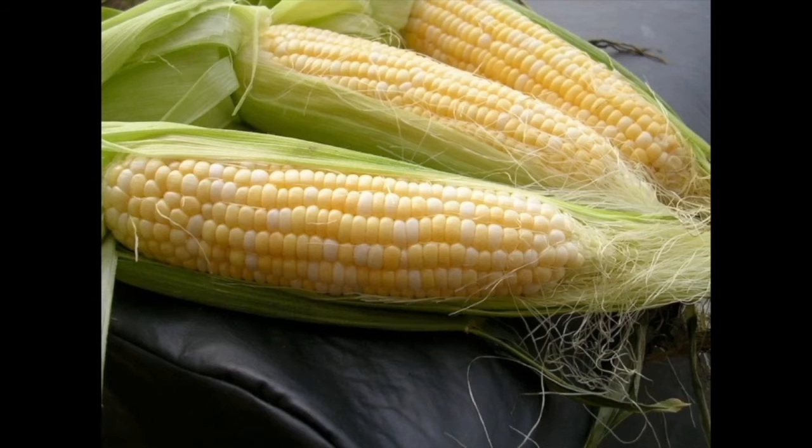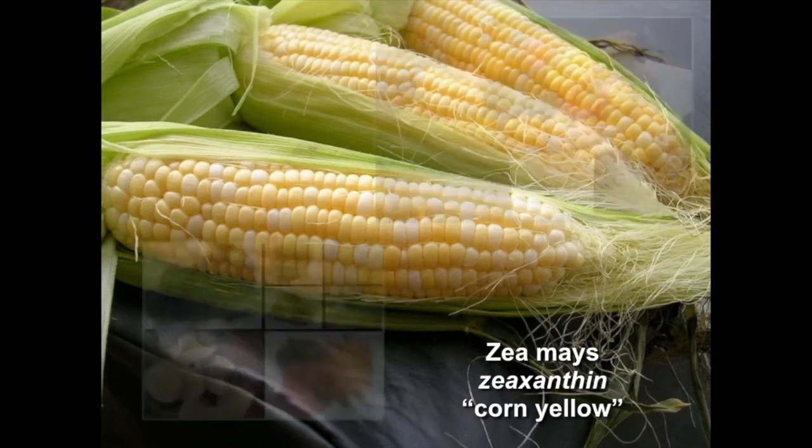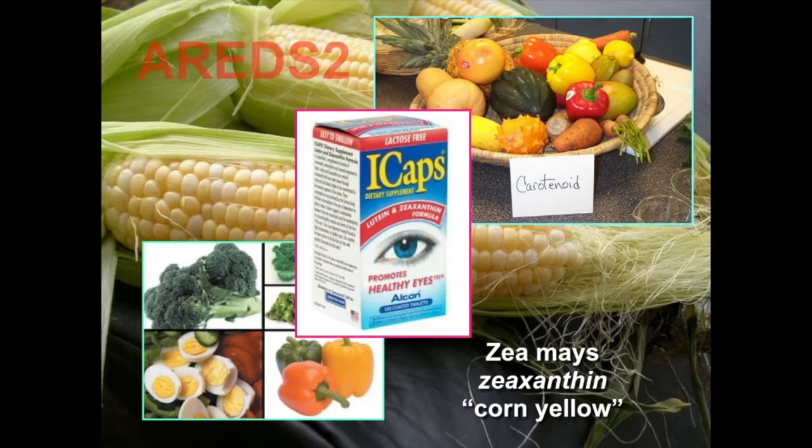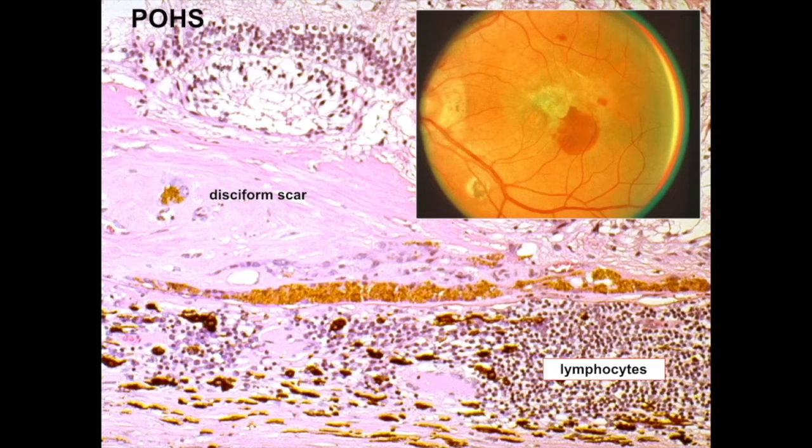Dietary components include zeaxanthin, or corn yellow, and some carotenoid pigments from these colorful veggies. Again, the AREDS 2 study has confirmed that various combinations of vitamins may decrease progression of macular degeneration.